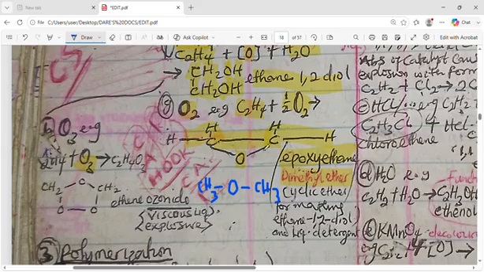Ethane, remember it's from the ethane. So we can turn it to OH and another OH. So ethane-1,2-diol. That's if we want to transform it, and it can give us a liquid detergent soap. So we can use it for that.